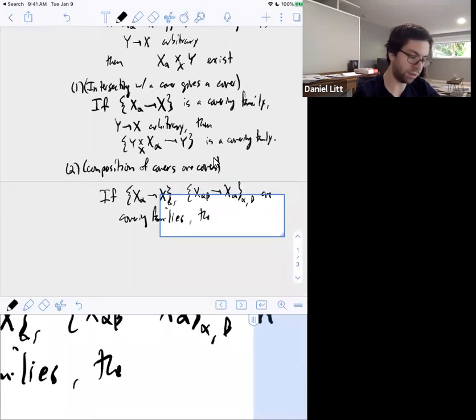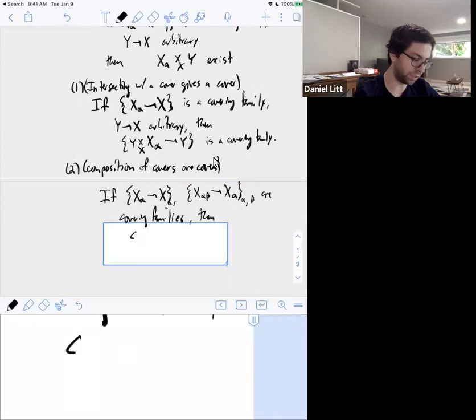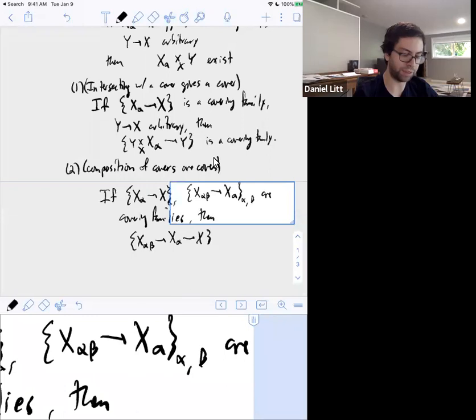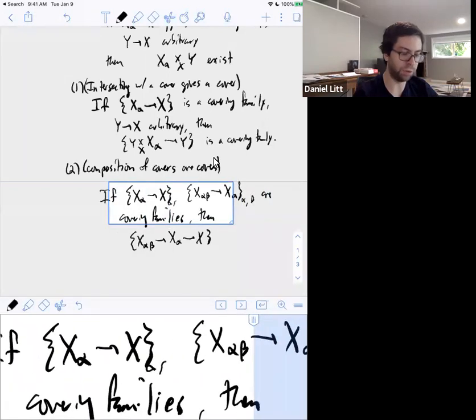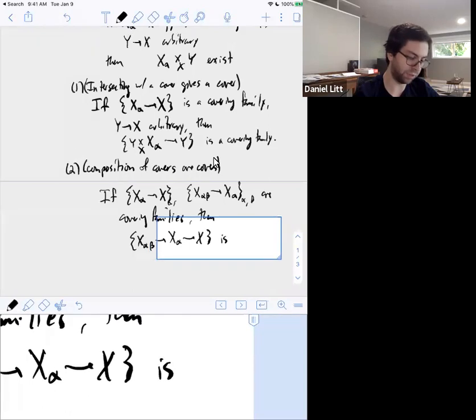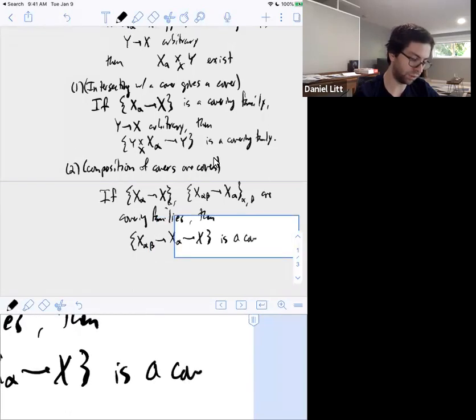So then the union of all these compositions, if you go X alpha beta to X alpha to X in all possible ways, all possible ways of combining these things. So here for each map X alpha beta to X alpha, you can compose it with a map from X alpha to X. Then this is supposed to be a cover family.